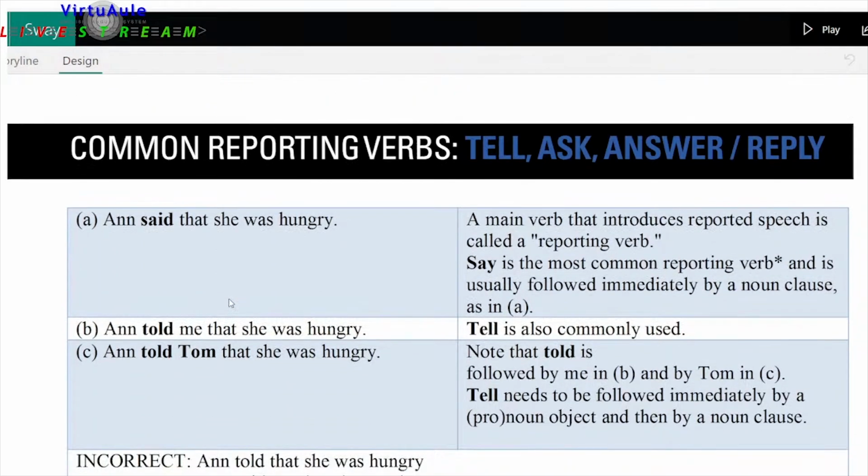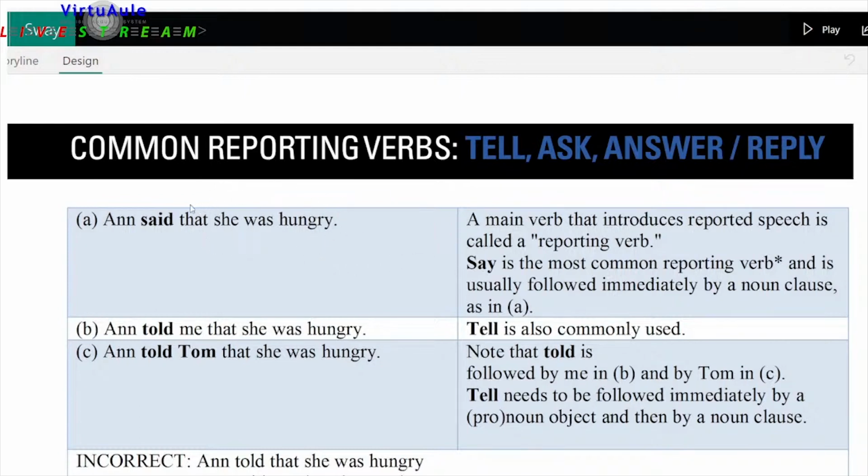Let's look at common reporting verbs. Okay, these are quite similar because we're looking at noun clauses also. We're looking at Anne said that she was hungry. Okay, this is in A. A main verb that introduces reported speech is called a reporting verb. Say is the most common reporting verb and is usually followed immediately by a noun clause.